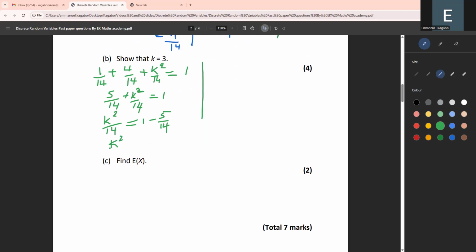I'll get k squared over 14 equals 9 over 14. I find the LCM, guys. If I find the common denominator here, 14 minus 5 gives me 9 out of 14. Now, fast forward here. Simple algebra. The denominators are equal, so no need of doing cross multiplication. You can cross multiply, but you're wasting time because this is 14 and this is 14. So if the denominators are equal, the numerators should be equal. Okay. k squared is equal to 9. So k is equal to the square root of 9. And then the square root of any number is plus or minus 3.